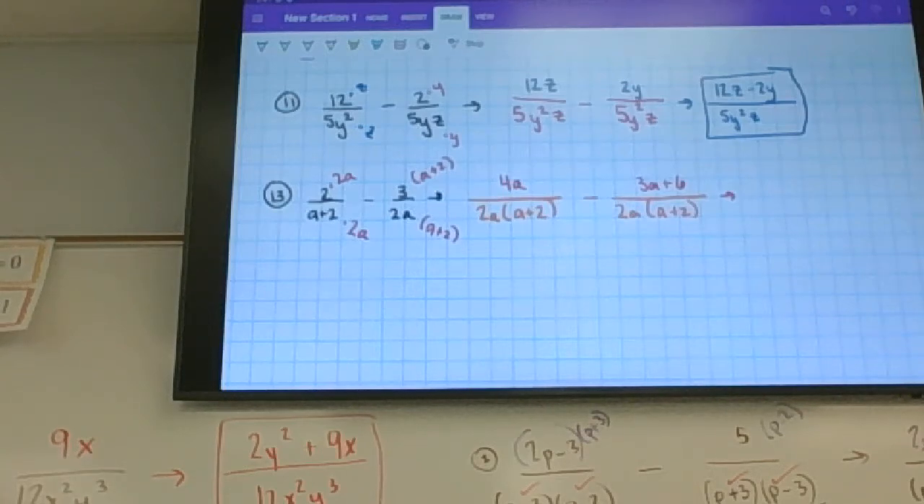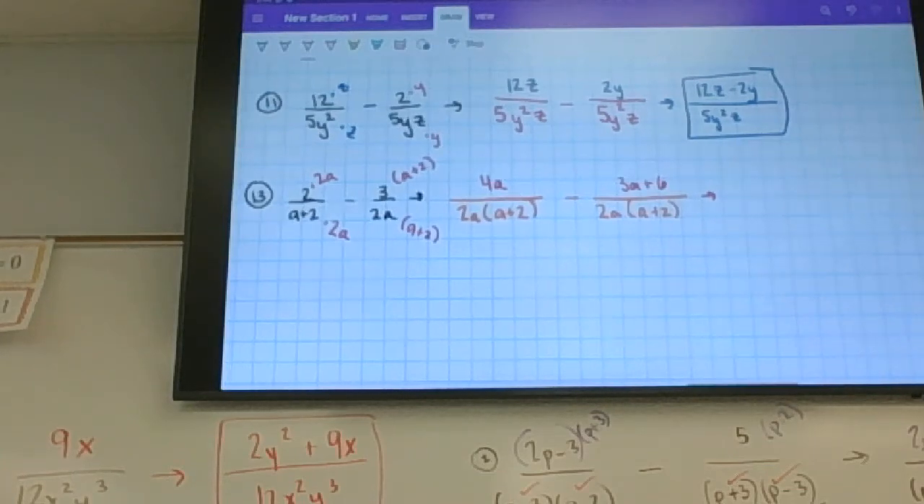Already at 13. Alright, so we gotta be really careful about subtraction. Subtraction has errors in it a lot. I'm gonna make that subtraction sign go all the way to the 6. So close.